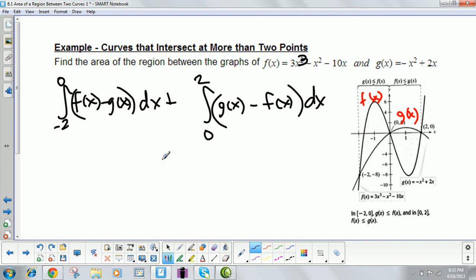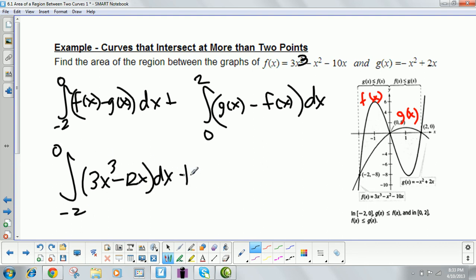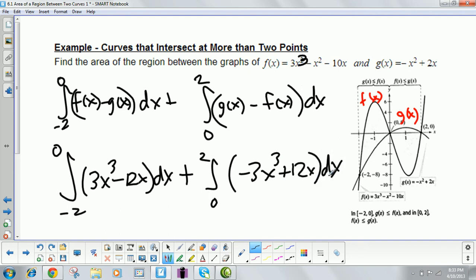Alright, so when you take 3x to the third, that's f of x, minus g of x, which is negative x squared plus 2x, you get 3x to the third minus 12x. And then your limits are from negative 2 to 0. Your second one, when you take g of x minus f of x, you end up with negative 3x to the third plus 12x, all times dx.